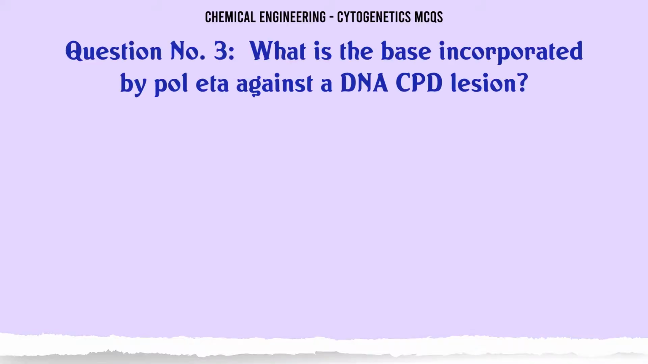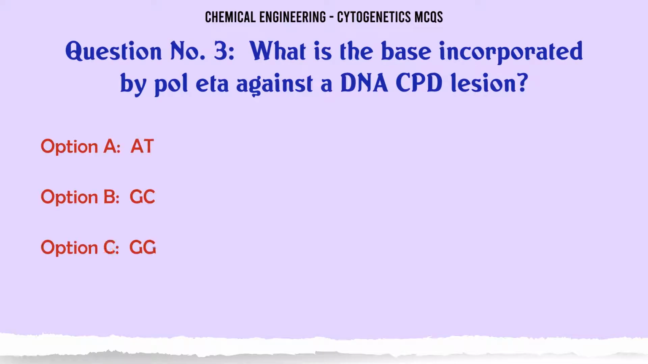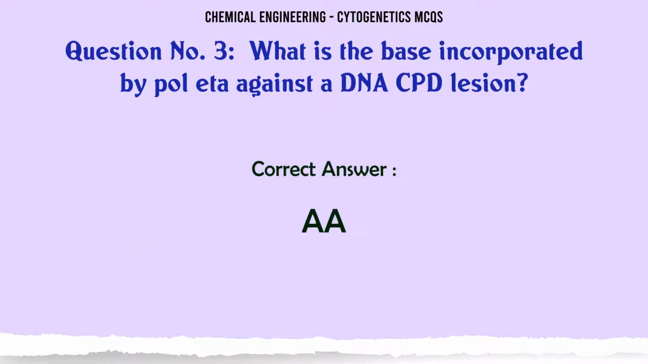What is the base incorporated by Pol eta against a DNA CPD lesion? A) AT, B) GC, C) GG, D) A. The correct answer is A.